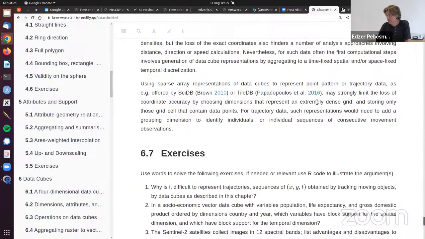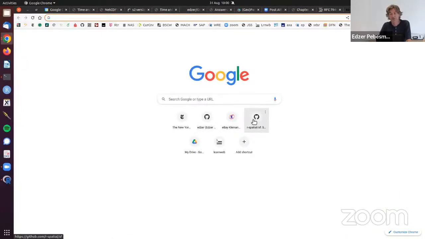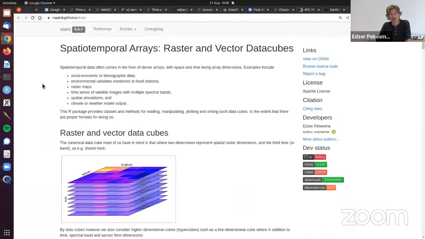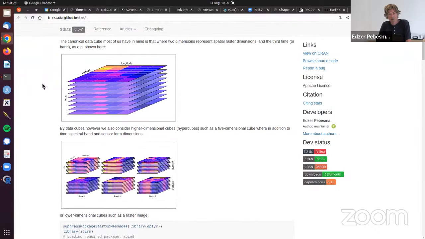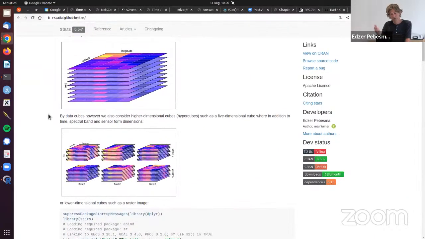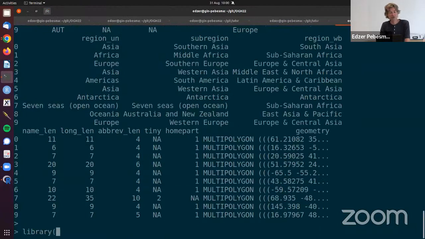There is this package called stars that we work with. It is somewhat a research project, but it's working nicely for a number of use cases, and that basically represents arbitrary array data with spatial and temporal dimensions. Where we can have raster dimensions, or we can have vector dimensions, or we can have combinations of them even. So it is simply an arbitrary dimensioned array that we have, and so the data structure that stars uses is very simple.